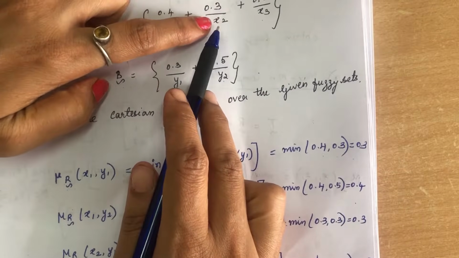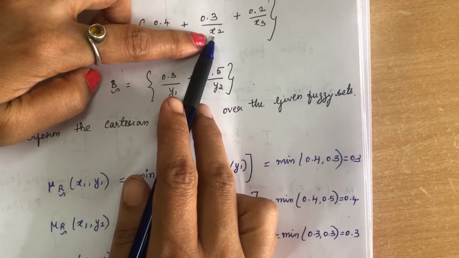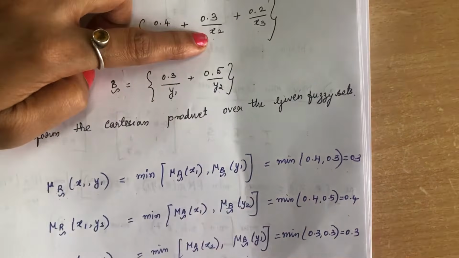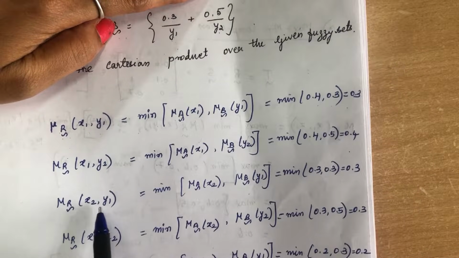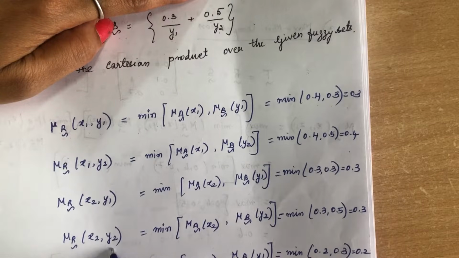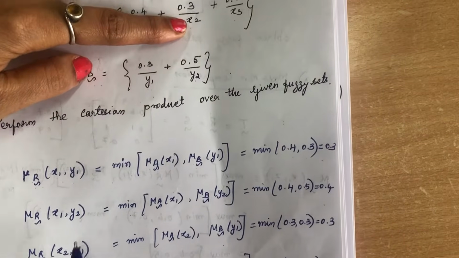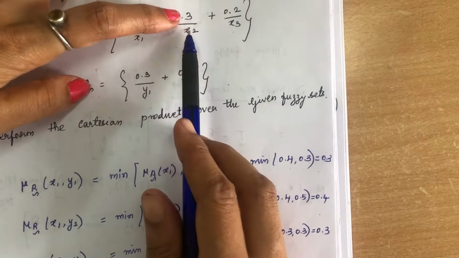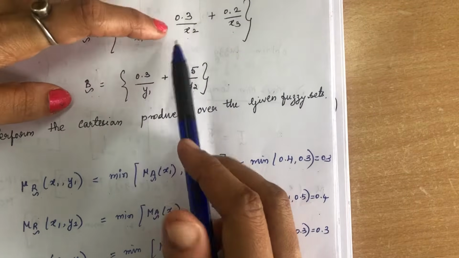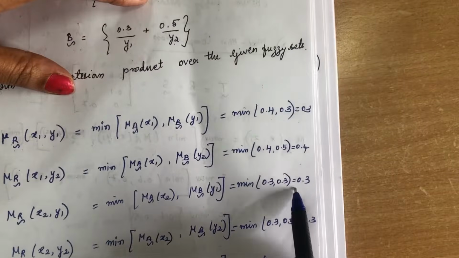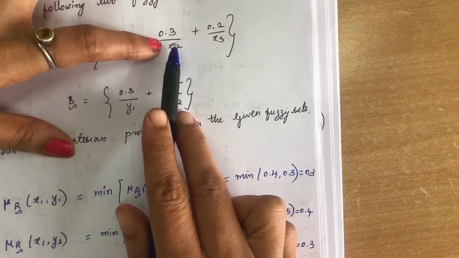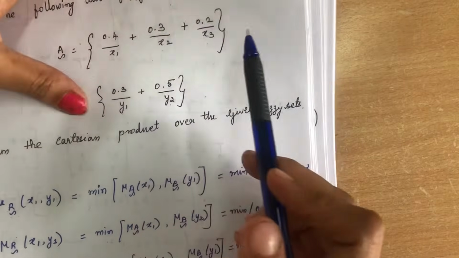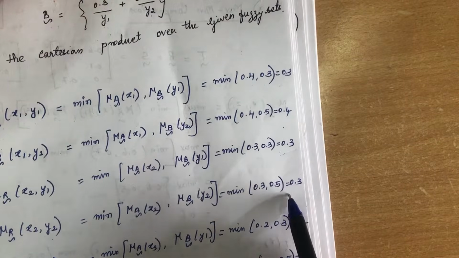Now we proceed to the next value, x2. x2 is compared with y1 and with y2, so x2 comma y1 and x2 comma y2. What is x2 comma y1? It is the minimum between the two membership values, 0.3 and 0.3, so the minimum is 0.3 again. I am writing 0.3 here. Next, the minimum between x2 and y2 is 0.3, so I write 0.3 again.